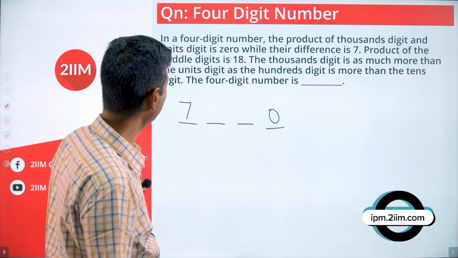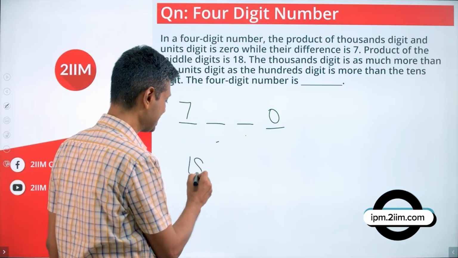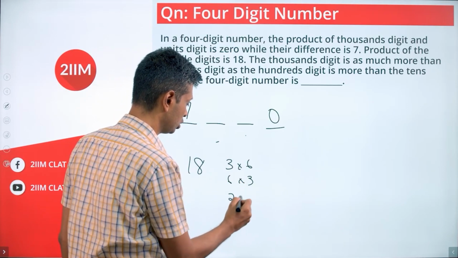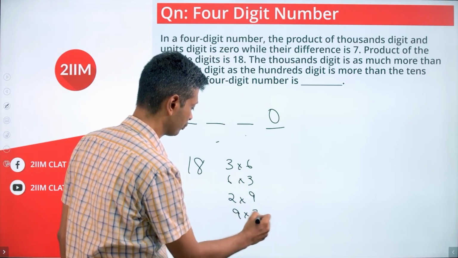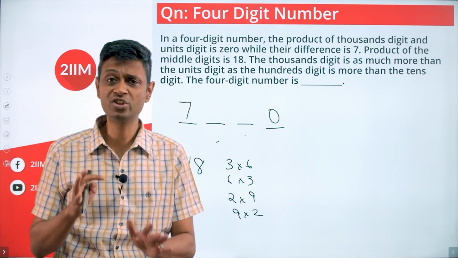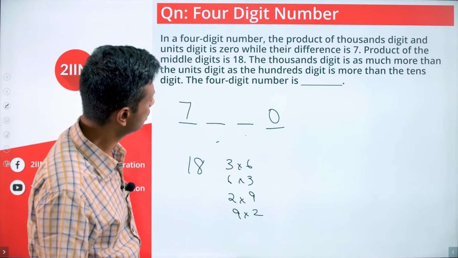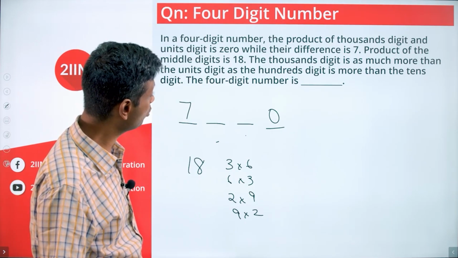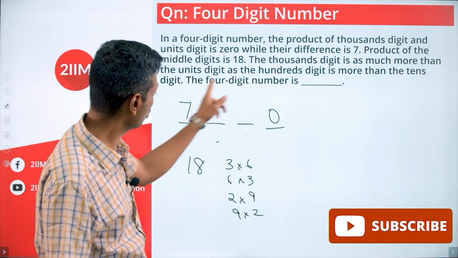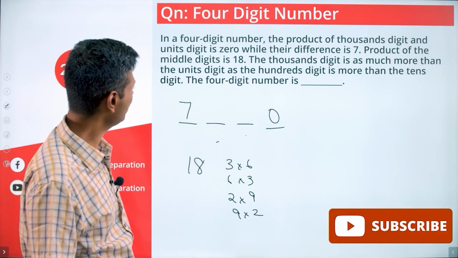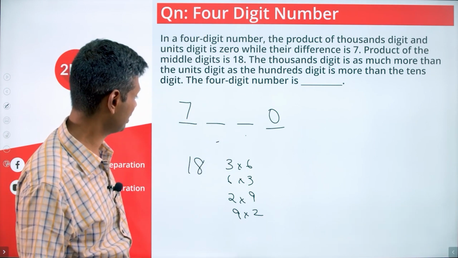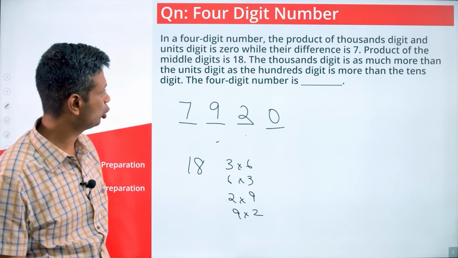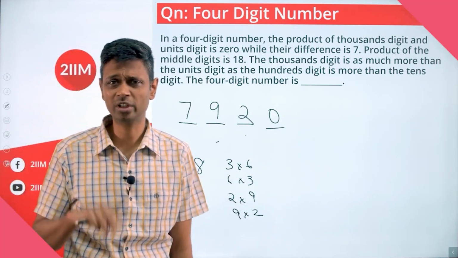Product of the middle digits is 18. These two multiplied to give us 18, so could be 3 into 6, 6 into 3, 2 into 9, 9 into 2. It cannot be 18 into 1 because we're dealing with digits. The thousandth digit is as much more than the unit digit as the hundredth digit is more than the tens. Thousandth digit is more than the unit digit by 7, so the hundredth digit should be more than the tenth digit by 7: 7920. So 7920 is the number we are looking for. Quite a simple question. You should be knocking these off.